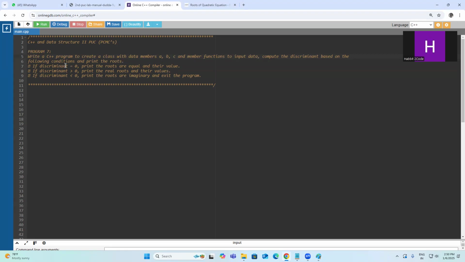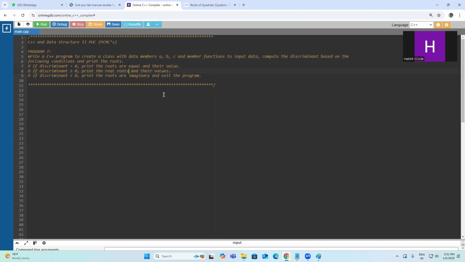If the discriminant is equal to 0, print the roots are equal and their value. If the discriminant is greater than 0, print the real roots and their values. If it is less than 0, print that the roots are imaginary and exit.